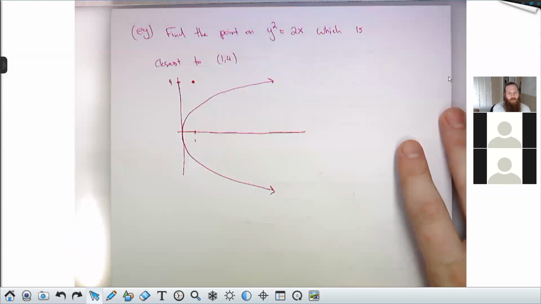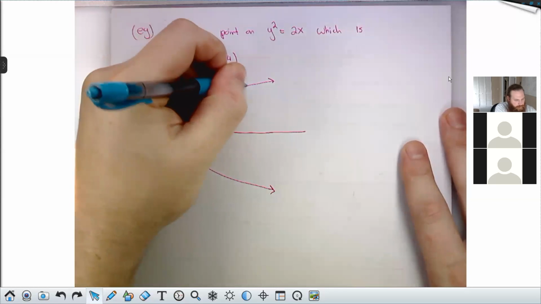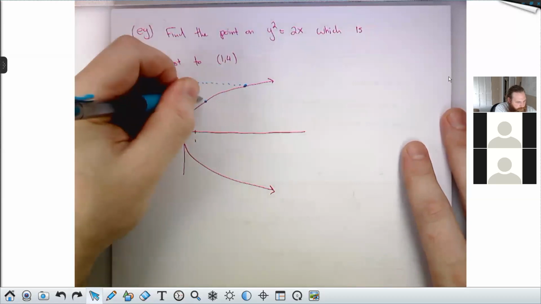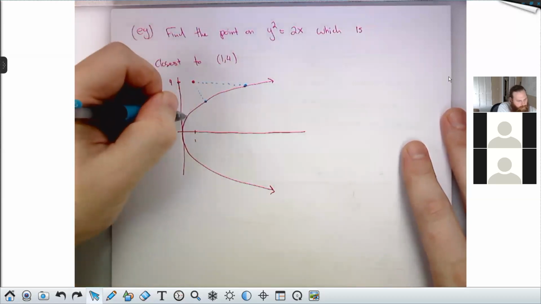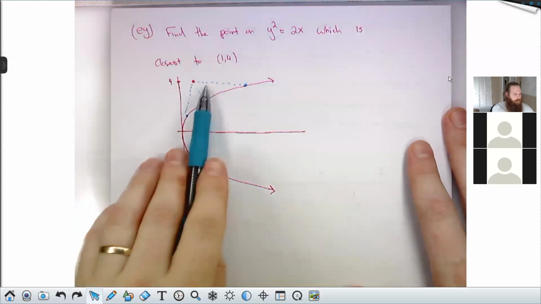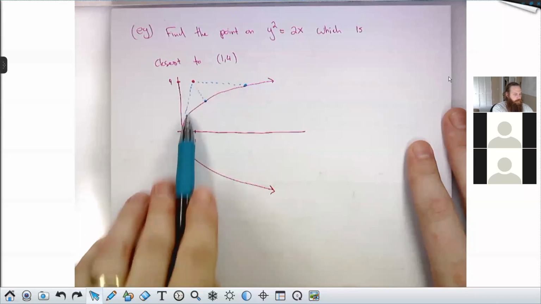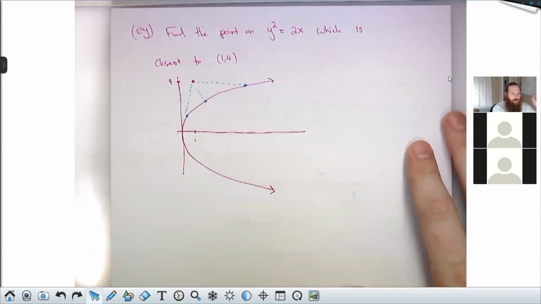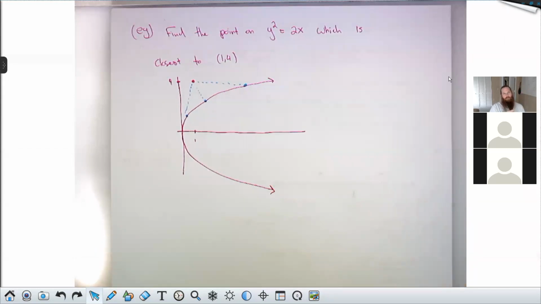And I'd like to know what point on the parabola is closest to that. Like here, the distance is this. Here, the distance is this. Here, the distance is this. And you can see that these two are definitely further from 1, 4 than this guy. My sweet spot is somewhere in here, but I'd like to know exactly where. So in general, how do we find the distance between a point on this curve and the point 1, 4?